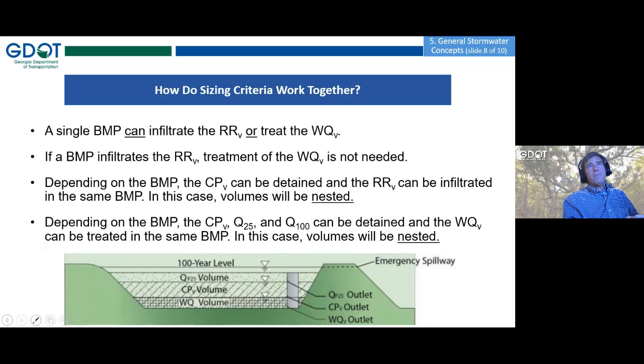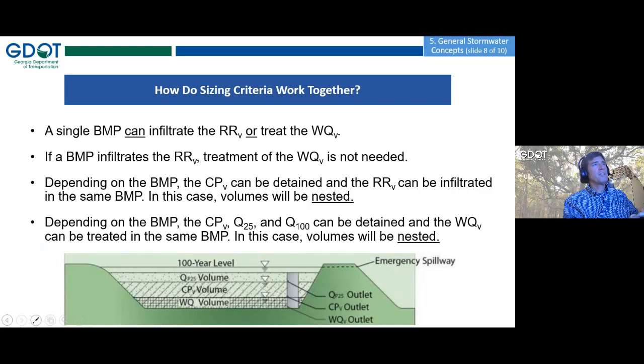And depending on the BMP, the channel protection volume can be detained and the runoff reduction volume can be infiltrated in the same BMP. In this case, the volumes will be nested rather than added together. And depending on the BMP, the channel protection volume, the peak 25 year or overbank protection volume, and the Q100 can be detained in a water quality volume. It can all be treated in the same BMP. In this case, the volumes will be nested rather than added together. So if you have one volume, your other volume is just going to be inside of that, plus a little bit more for the extra volume.